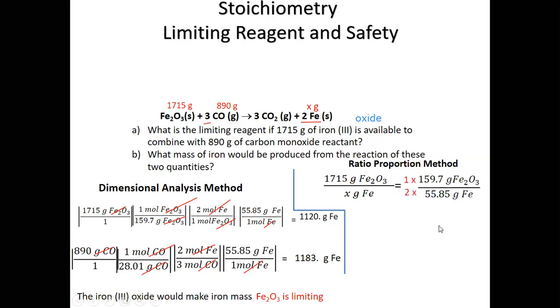We apply the mole coefficients. 1 mole of Fe2O3, see there's no coefficient here, so assume the coefficient is 1. For iron, the coefficient is 2.